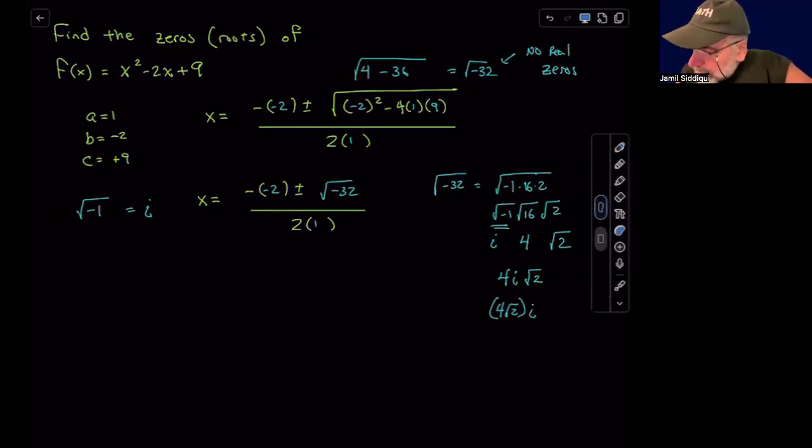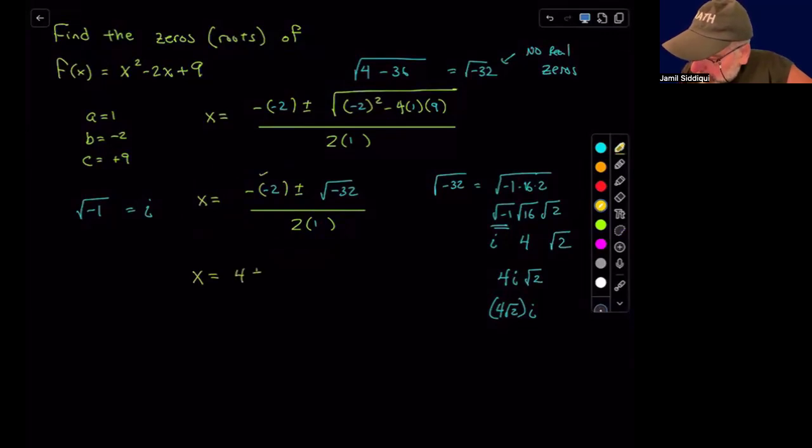So what does that give us? That gives us a new answer. But actually, we can start simplifying all of this. That gives us that x is equal to positive 4 plus or minus 4i root 2 for our square root of negative 32, and then it's all over 2. So we break this into our 2 separate answers, and we split the fraction. We get 4 plus 4i root 2, both of these over 2.